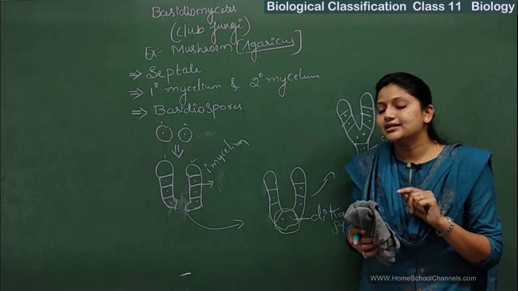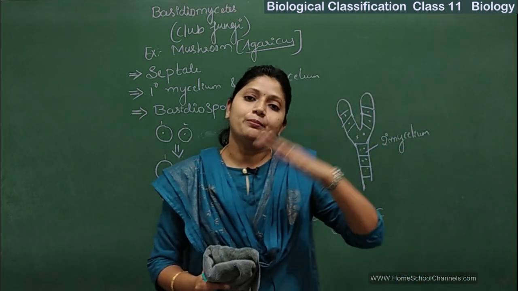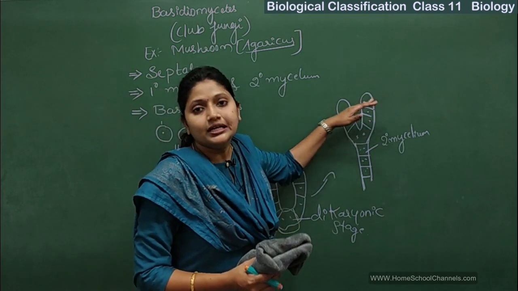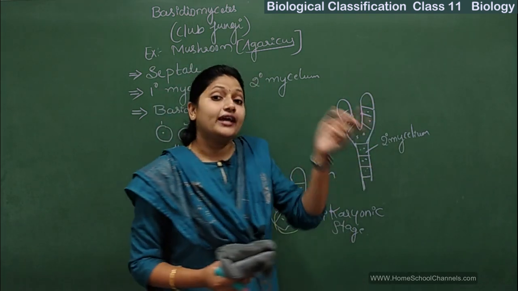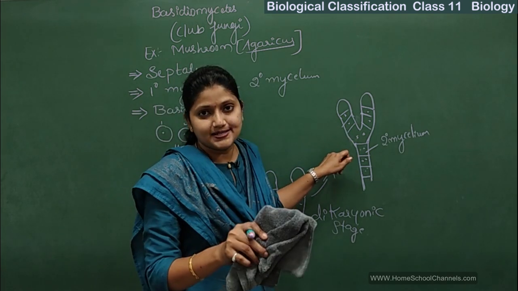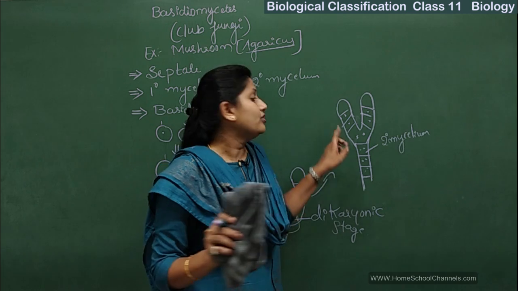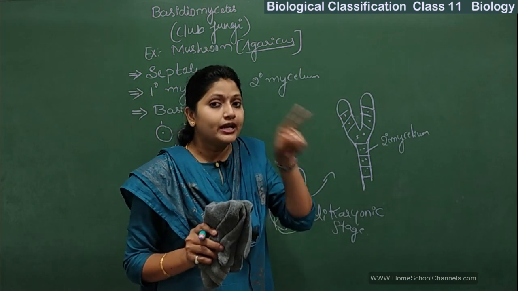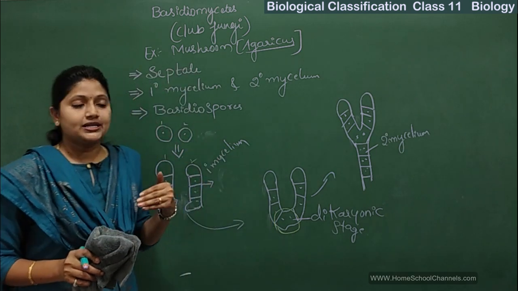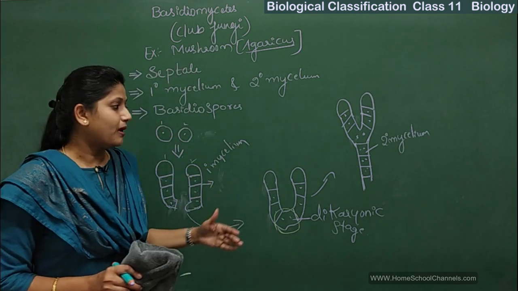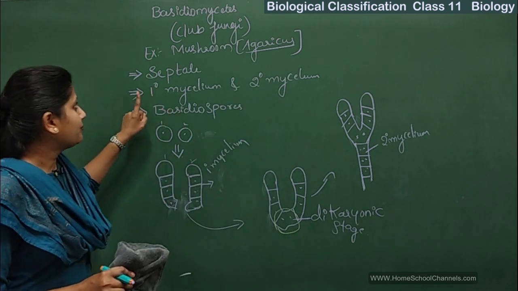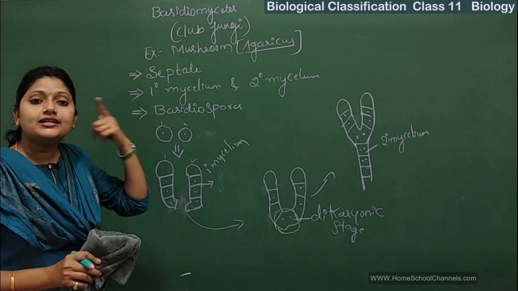When the secondary mycelium forms, usually the primary mycelium will degenerate. In reproduction, the secondary mycelium will participate. The primary mycelium will not participate in the reproduction. It is the secondary mycelium which participates in the reproduction part. So, I hope you have understood it till here.